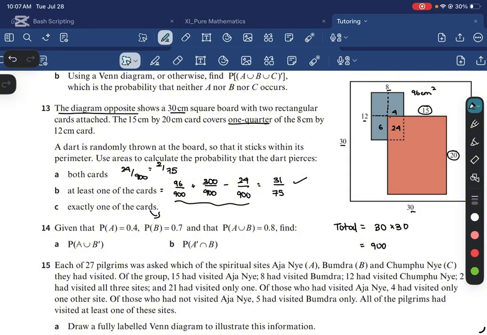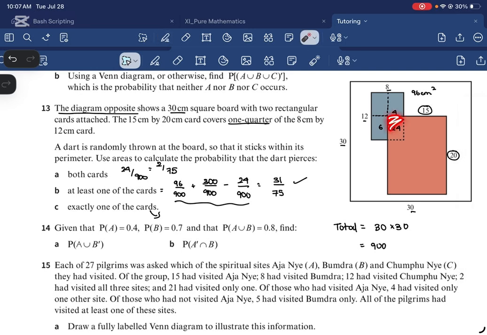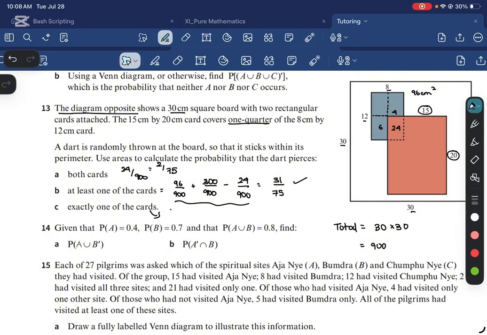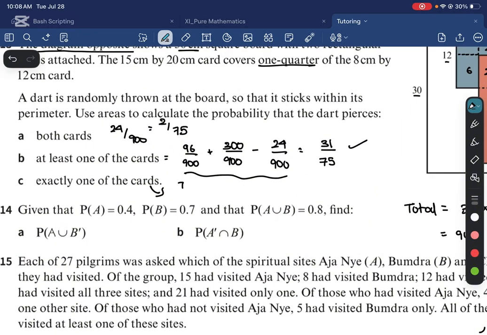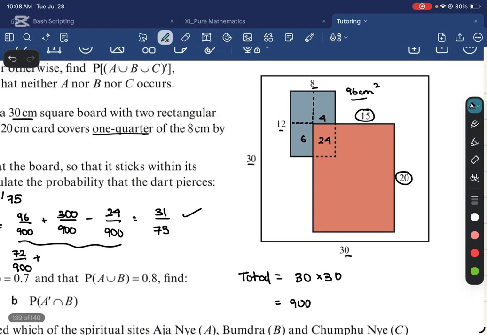So we know that, hey, if this is 1/4, then this has to be 3/4, right? This is 1/4, so this is 3/4. So I just need to do 3 over 4 of 96. That was the total area I calculated. So 0.75 times 96. 3 over 4 of 96 is 72 over 900 plus this area.